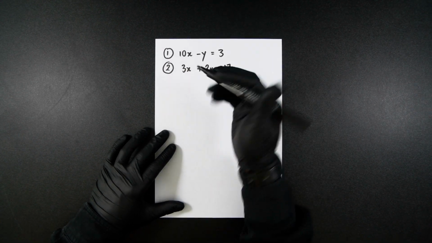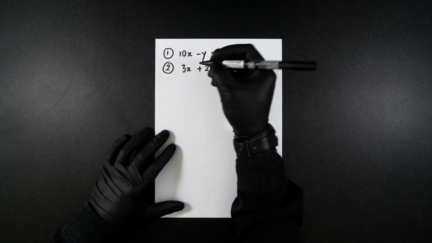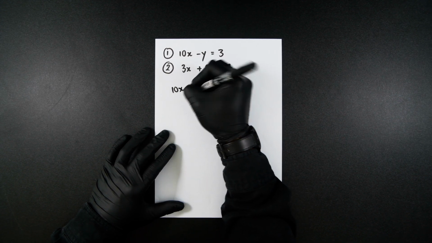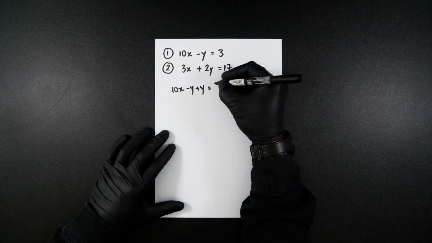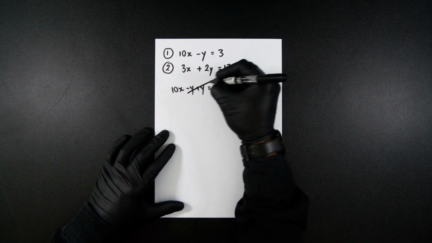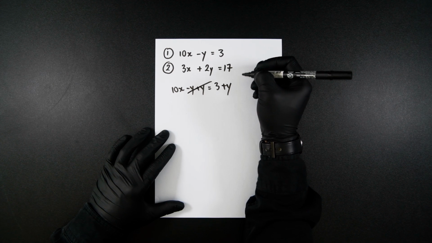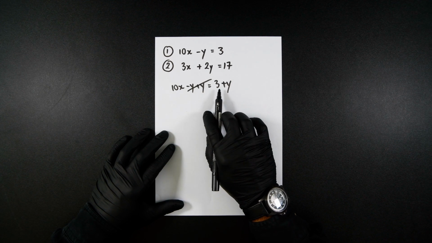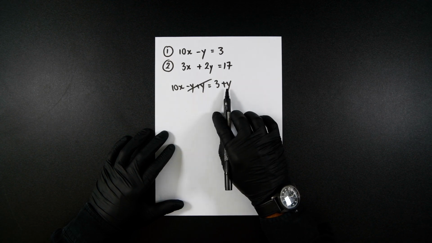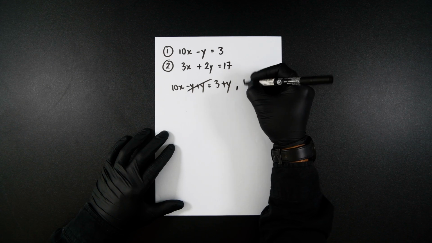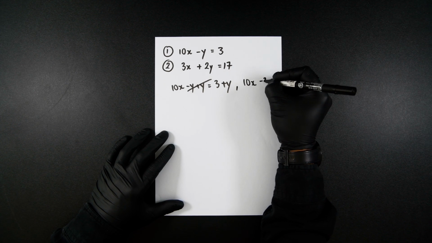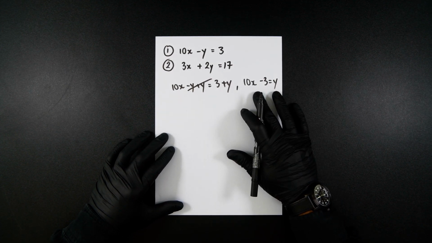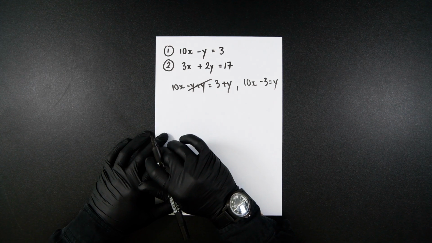So let's rearrange equation 1 so that it's in terms of y. So I'm going to add y to both sides. So 10x minus y plus y would equal 3 plus y. That gets rid of the y terms on the left-hand side. And now we can subtract 3 from the right-hand side. So you're going to get 10x minus 3 will equal y. We can now take this and substitute it into equation 2.